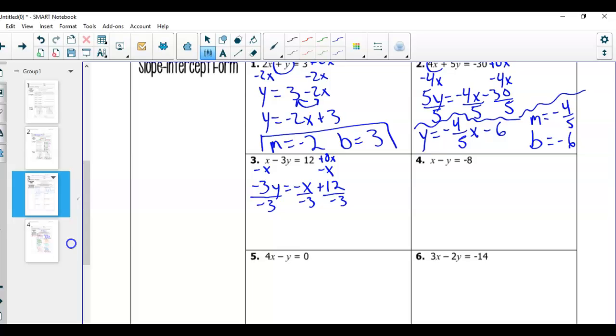And when you divide by your negative, you just need to make sure that if it was already negative, it becomes positive, and if it was positive, it becomes negative. So this would be positive y, positive 1/3 x, minus 4. Another way we could have written this is just y equals x over 3 minus 4. These two are the same. Either way, the slope is still 1/3. And our y-intercept is negative 4.